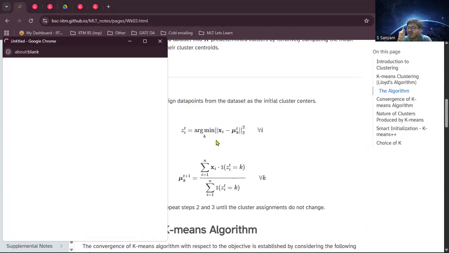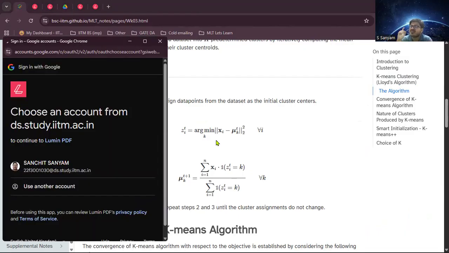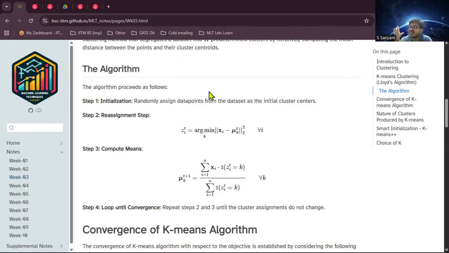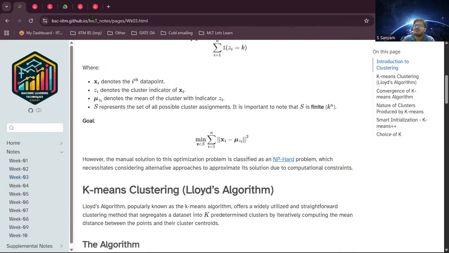For example, if data point 1 was earlier assigned to cluster 4, but now after checking its distance from each of the 5 cluster means, we found that it has minimum distance from the second cluster, we will reassign its cluster indicator from 4 to 2. Basically, we are trying to minimize this function.